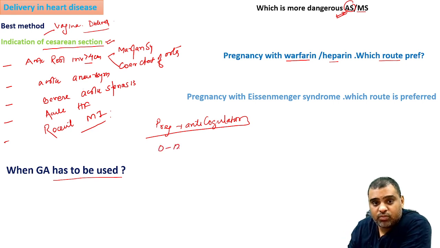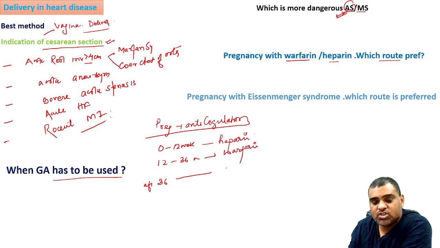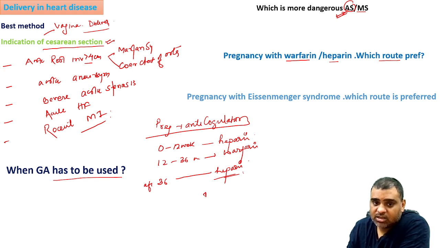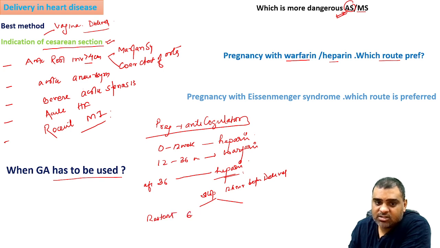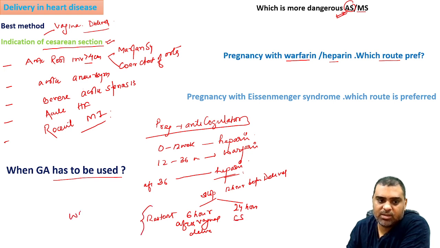Therefore, in the initial 0 to 12 weeks, what is used? Heparin is used. Then 12 to 36 weeks, you can use warfarin, because it's very good. Then after 36 weeks, again we switch over to heparin, and then stop 12 hours before delivery. When to restart? 6 hours after vaginal delivery and 24 hours after C-section. And this is according to William's Obstetrics.